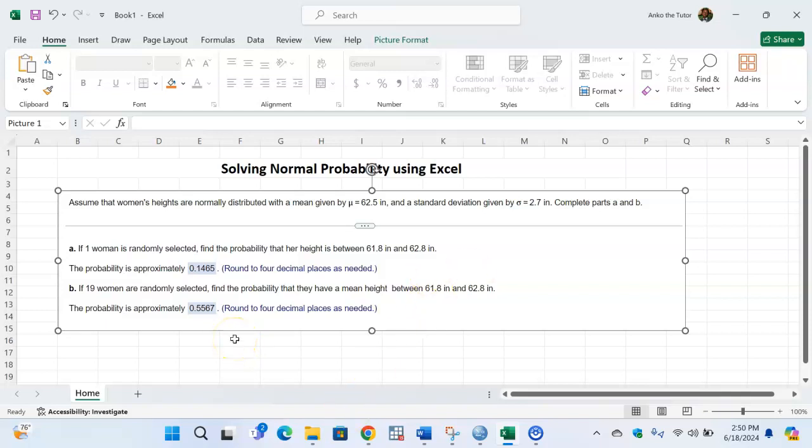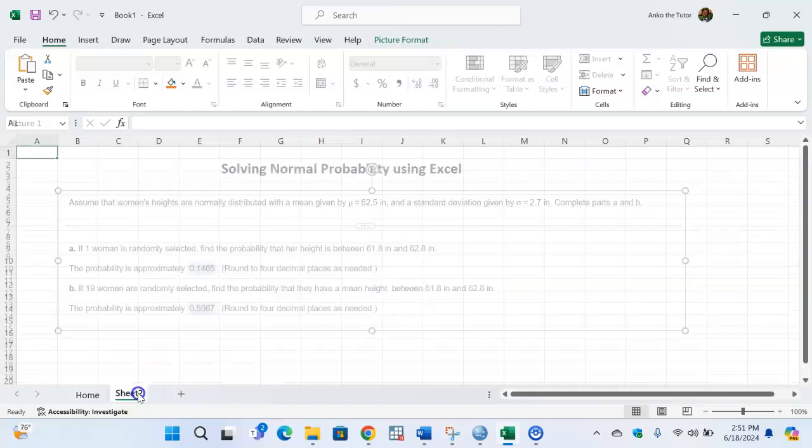Assume that women's heights are normally distributed with a mean given by 62.5 and a standard deviation given by 2.7. So complete parts A and B. And part A reads that if one woman is randomly selected, find the probability that her height is between 61.8 and 62.8. So this is a question that requires you to use Excel. Let's go straight into it.